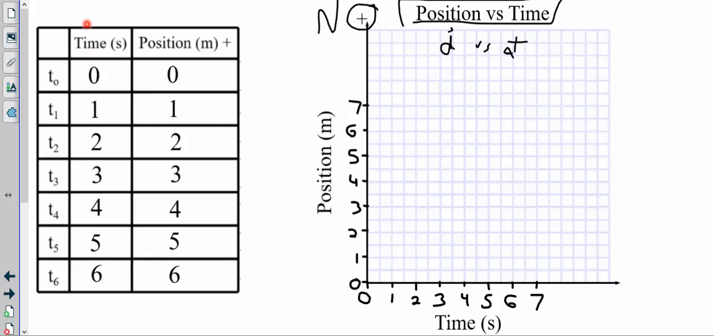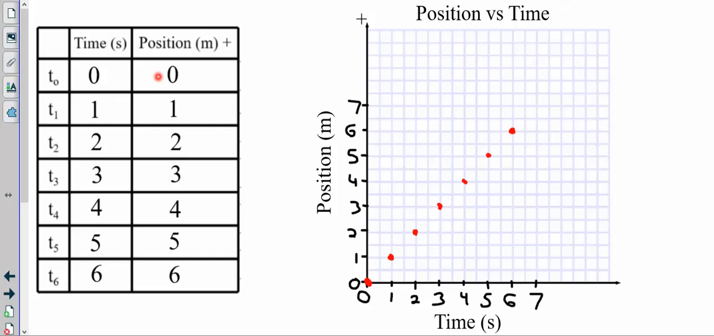So if we put all this data on the actual graph, it kind of looked like this. At point zero, we were at 0. So at 1 on the time axis, we are at 1 on the position axis, 2 and 2, 3 and 3, 4 and 4. There you go. So this is a nice linear relationship. So when we draw a line of best fit, it should just go through all the points and you have a nice graph.